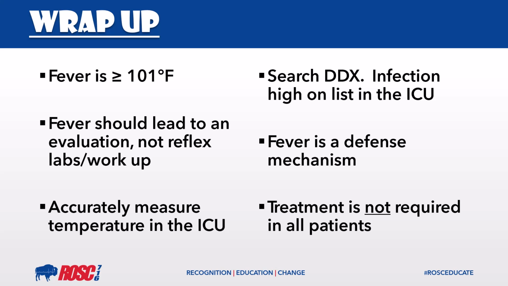So let's wrap this session up on fever in the ICU. We know that fever is greater than 101 Fahrenheit. We know in a neutropenic patient, a temperature of 100.4 for greater than an hour is also significant. We know that fever should lead to a detailed evaluation and assessment, not a reflex workup. We now know how to accurately measure temperature in the ICU: get rid of your axillary and temporal temperature monitors. We always need to search for our differential of fever in the ICU. Infection is high on the list, but now we understand that there's a substantial amount of ICU patients that are febrile but not infected. I think we all can agree that fever is a defense mechanism and that treatment is not required in all patients.